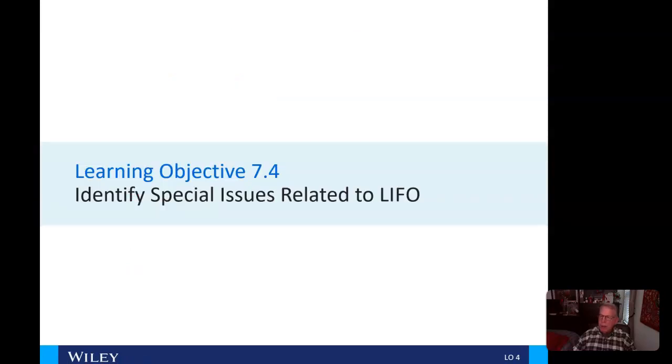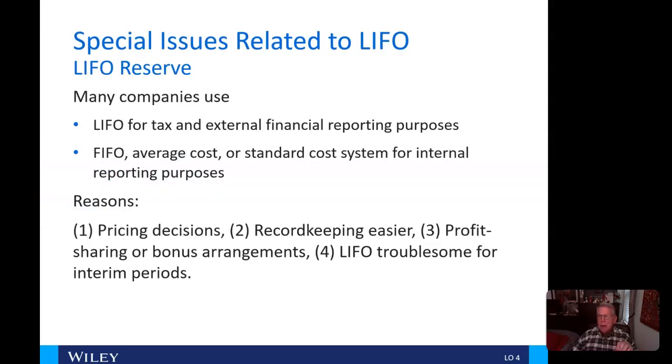All right, we have some special issues related to LIFO. Many companies, in my experience, use LIFO for tax and external financial reporting purposes, and FIFO, average cost, or a standard cost system for the internal reporting system. Why? Because our pricing decisions, we want them based on what we're actually doing, which is FIFO. And record keeping is easier. For profit sharing bonuses, LIFO is troublesome for interim periods.